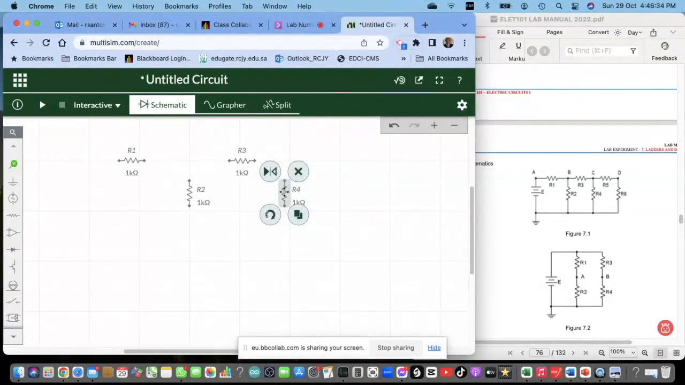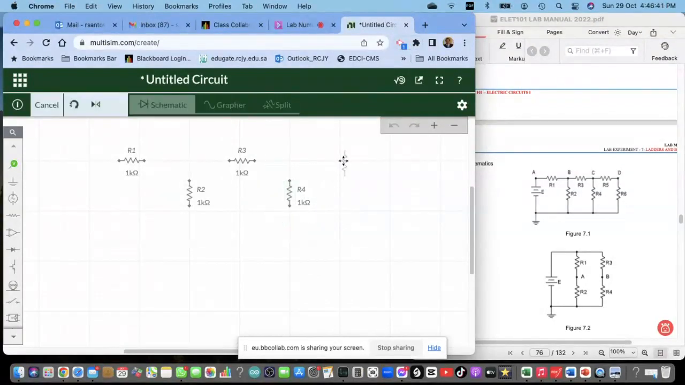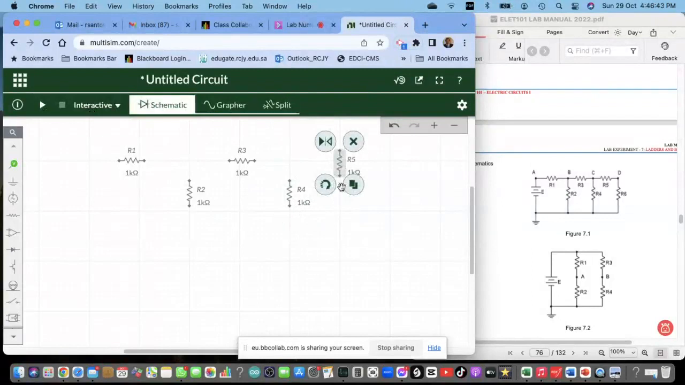Alright. Rotate. Okay. Then we have R5 here. Let's put R5 here. Okay. Then rotate again. This button will rotate it. Then another copy, so you need to duplicate another one, R6.